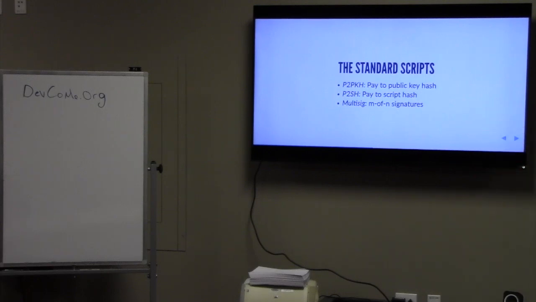Pay to a script hash basically lets you say, whoever, this is the script, and whoever creates a script that matches and can verify it has the ability to use this output. And that one's a little bit more complicated, a little bit less common.